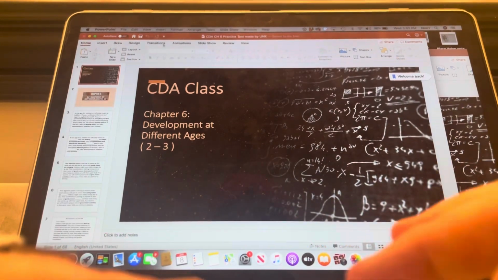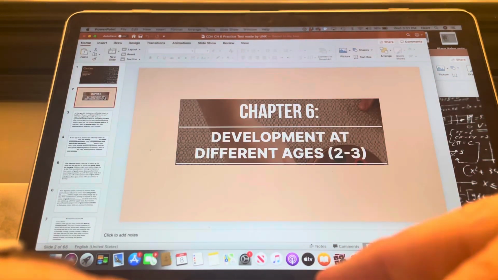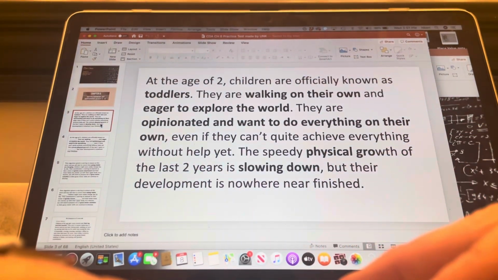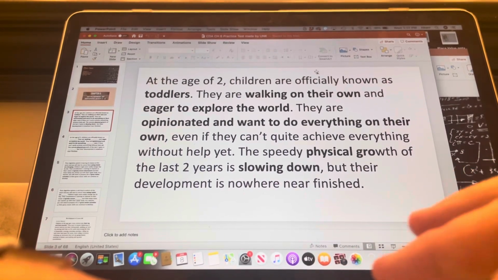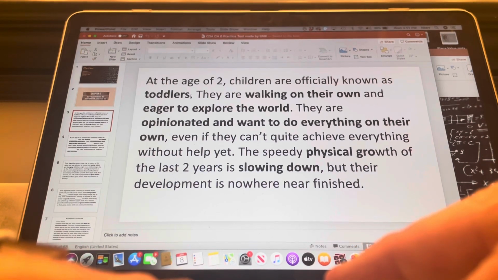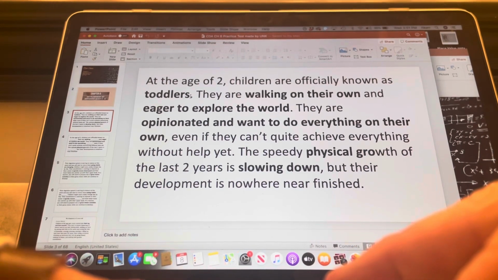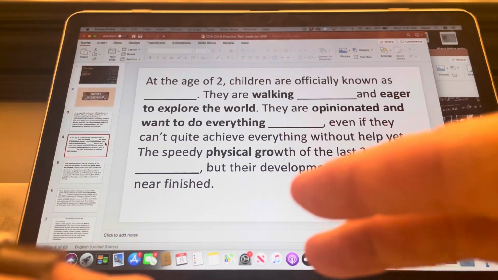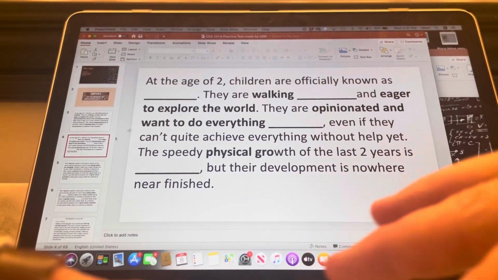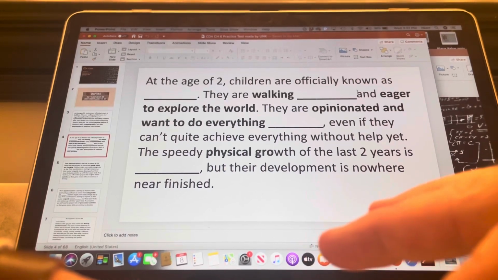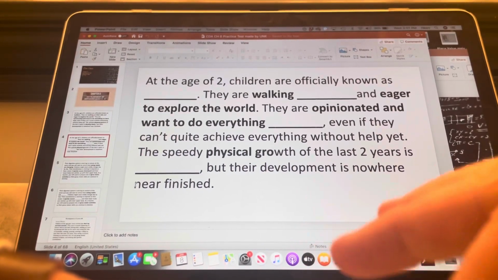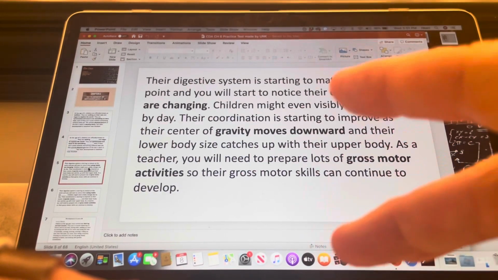Okay, so what you're going to see is the one that I did already. This is the first slide right here. At the age of 2, children are officially known as toddlers, right? That's the same slide that's in the regular PowerPoint. However, there's always a second version of the same slide. And then what I do is go in and put in blanks where the key words are. So I do that for like slide 1 and 2, then I go to the next one.